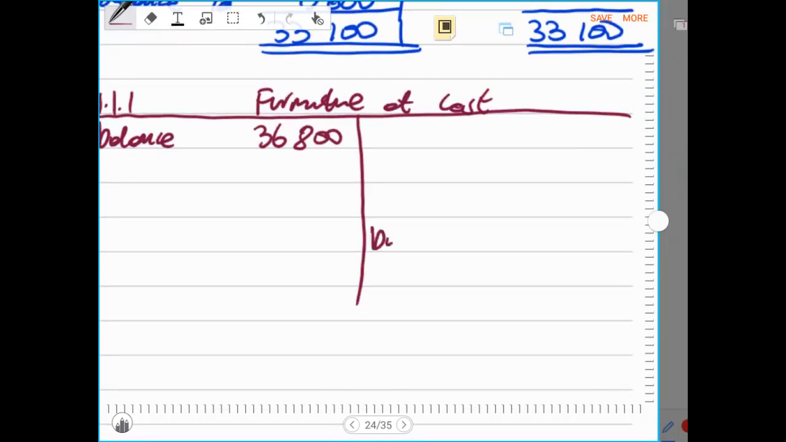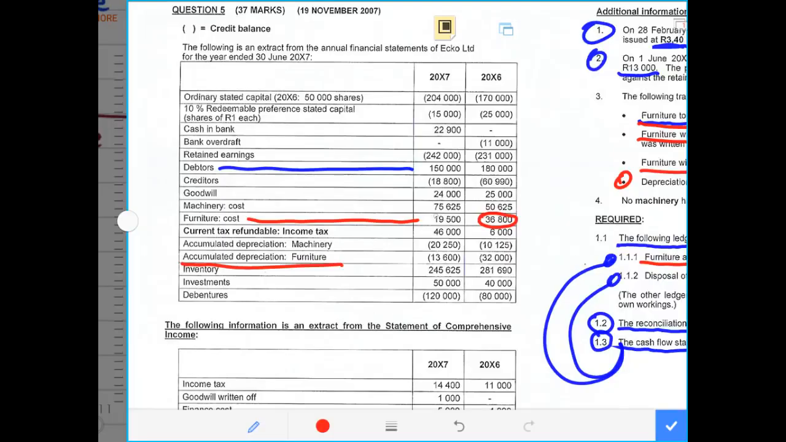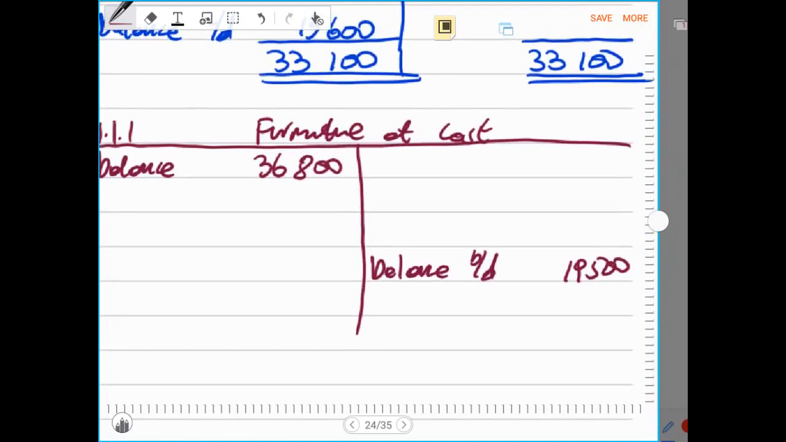And the closing balance will be on the credit side, which is balance brought down. And I think it is 19,500. That is 19,500, the closing balance of furniture at the end of the current year. Then now we have to record the furniture cost that was written off. On the credit side, we say write down of furniture.